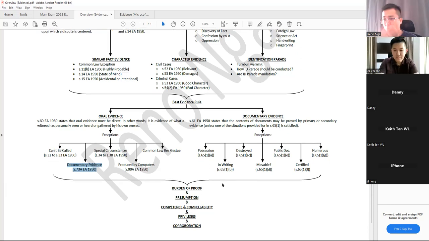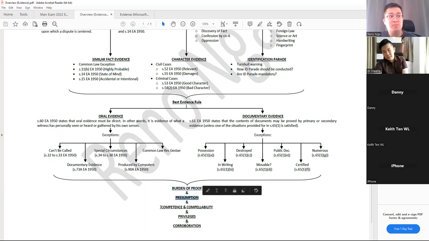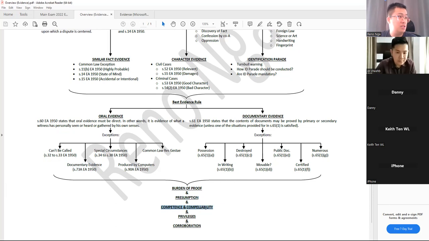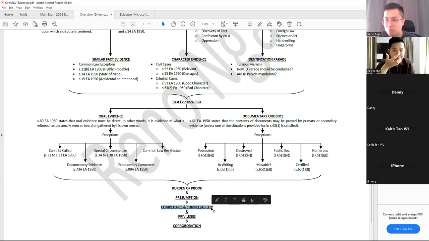Okay. Once all this evidence you got ready, then we will talk about burden of proof, which means who has the burden to prove the maker and the document evidence, etc. And then also we involve presumption, and then competency, which is whether a witness who is a child or who is a wife, who is a judge, whether they can come to court to give evidence or not, and then privilege, whether the conversation is protected by law or not, are they allowed to give evidence in court, and then corroboration. So this is the basic overview of the evidence act.